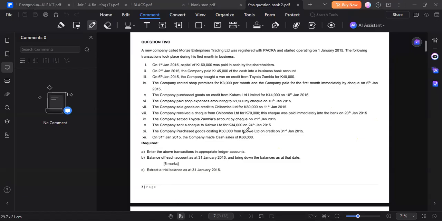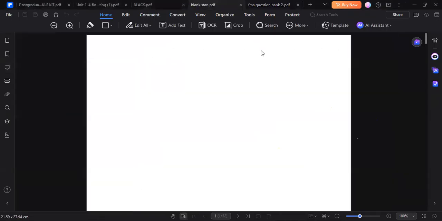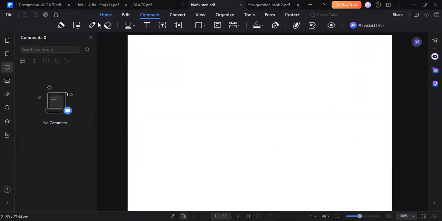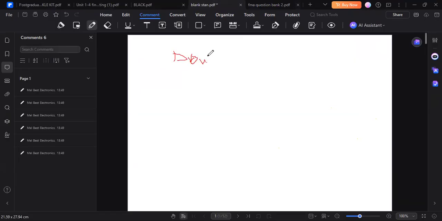All right then. So we are now getting down to the ledger accounts. Now ledger accounts has to do with what we call the double entry system.